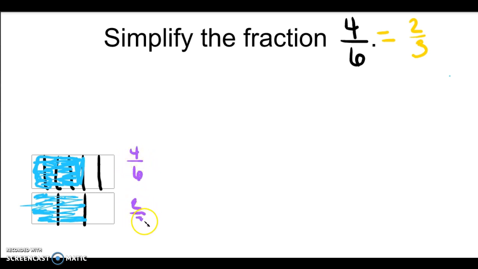Using my picture, I can prove that these fractions represent the same amount, right? But 2/3 is a much simpler way of representing this amount, right? I'm dealing with smaller numbers that my brain can visualize. I'm dealing with fewer pieces, and I can really get a better mental picture of what this fraction is. Okay, so that is the standard algorithm for simplifying fractions with a picture to prove it.